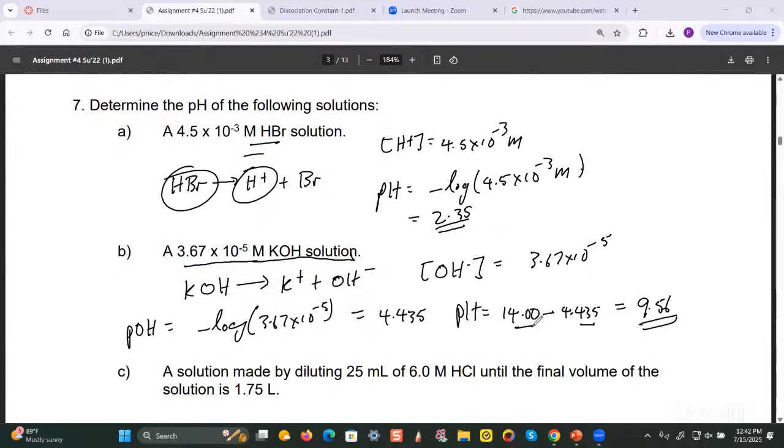Where did the 14 come from? Oh, you weren't here. 14 comes from this relationship. pH plus pOH is equal to 14. The formula is this, okay, I know what you're talking about. I got you now. All right, thank you. All right, any other questions about this?